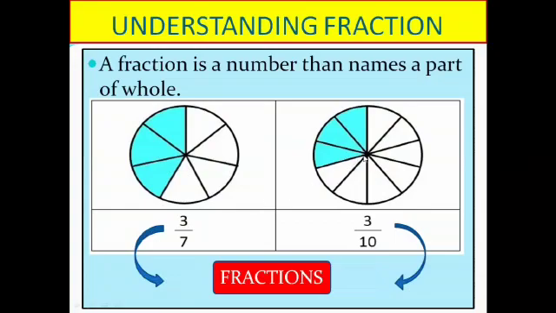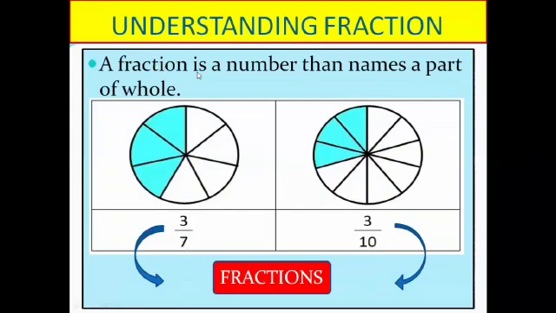Similarly, here in this figure, I have altogether 10 parts of this circle. Out of these 10 parts, 3 parts are shaded. This figure can be represented as a fraction as 3 upon 10. So, this is basically a way of writing fractions.